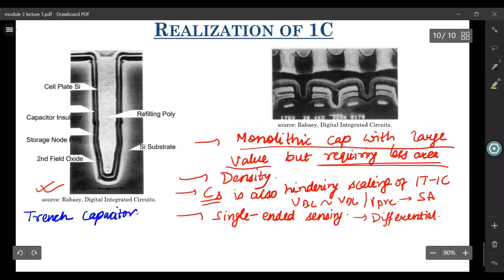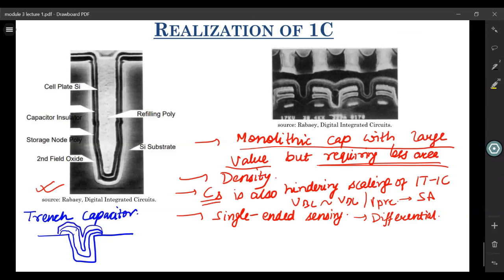So what exactly is a trench capacitor? You dig down a hole in the substrate, and then you have this first electrode, you have this dielectric, and then you have the second electrode. So you have something like this. So what is the benefit of this? The benefit is your capacitance is epsilon A by D, right? Increase your area, your capacitance increases. So you can go very deep. You can dig down trenches with high aspect ratio.